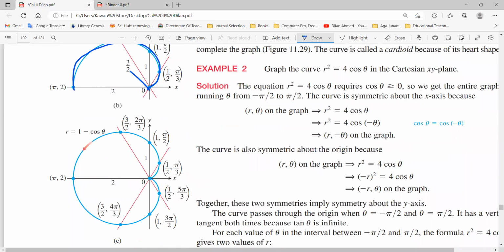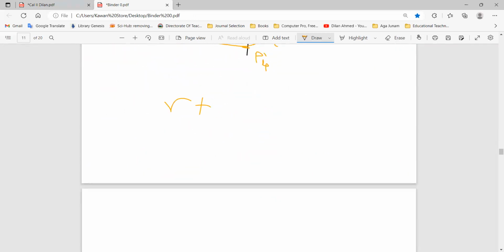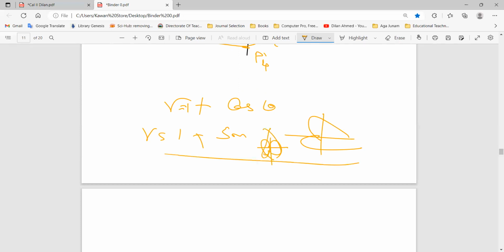Do you have any question about the graph? Later, I will give you some tricks to sketch the graph of one sine, one cosine. What if I change that one to, for example, r equal to 1 plus cosine theta? We change like that. How about if I say 1 minus sine theta? The shape will be like that. How about pi? The shape will be like that. So don't worry about that, I'm going to give it to you. Any question about the graph?